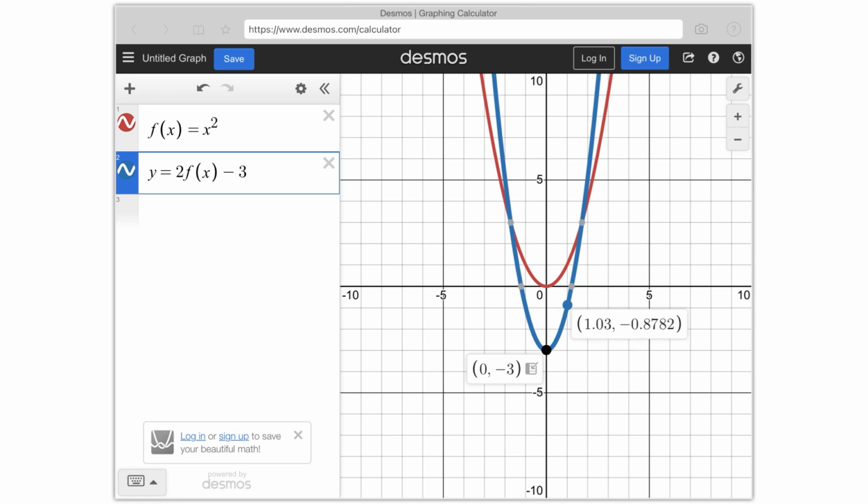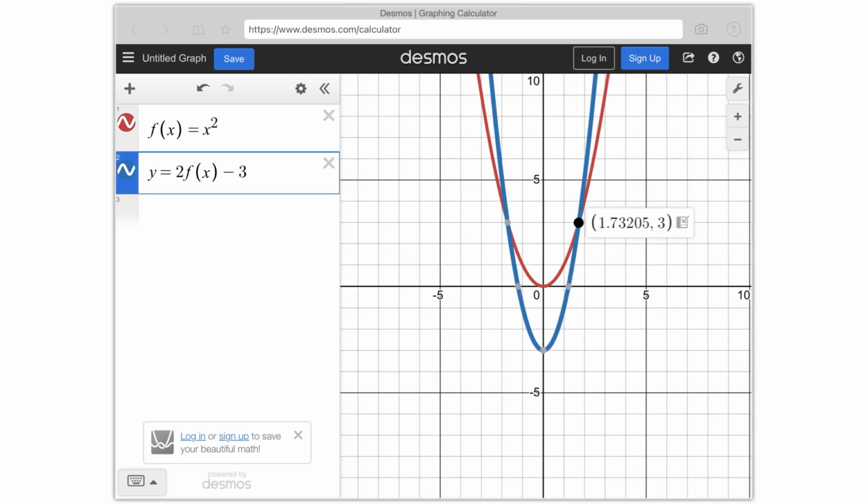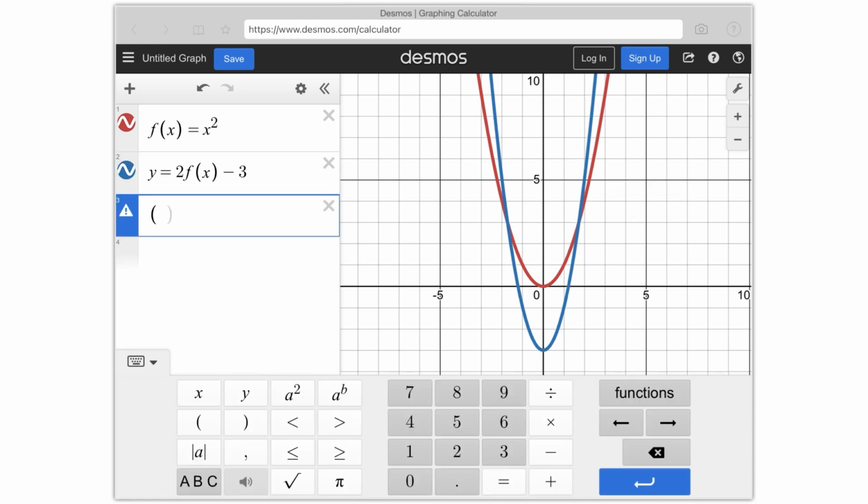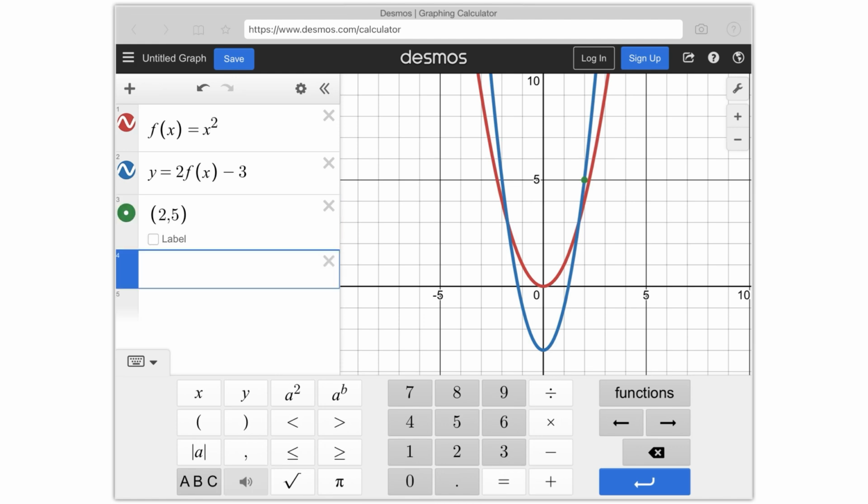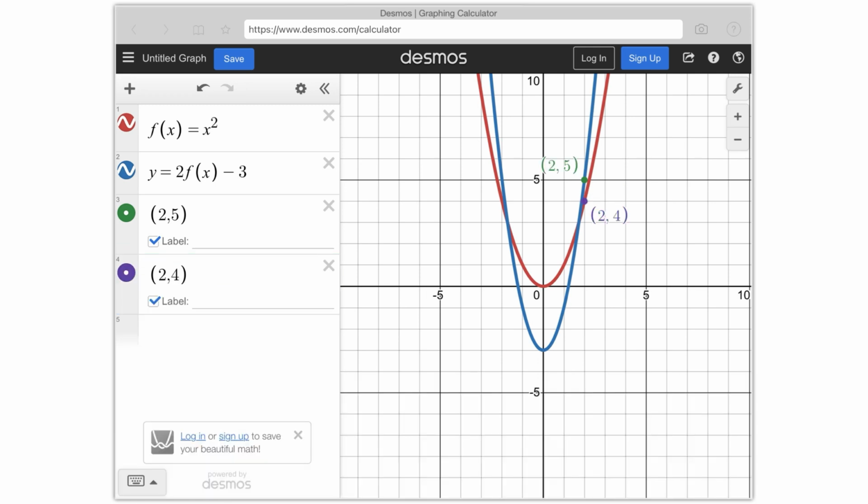We have a point here at 1 and negative 1. And we have a point here at, let's see, not that point. We have a point at 2 and 5. So I think that's going to clue us in pretty clearly. How do we get to the point 2 and 5 when we used to have the point 2 and 4 on the original graph? Well, 4 times 2 is 8 minus 3 is 5.